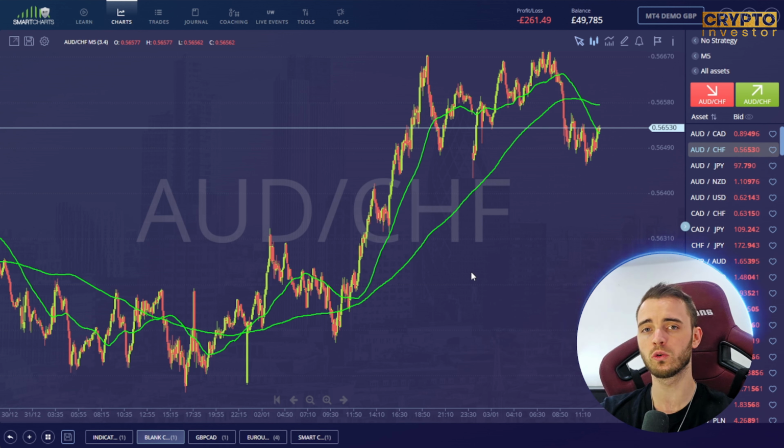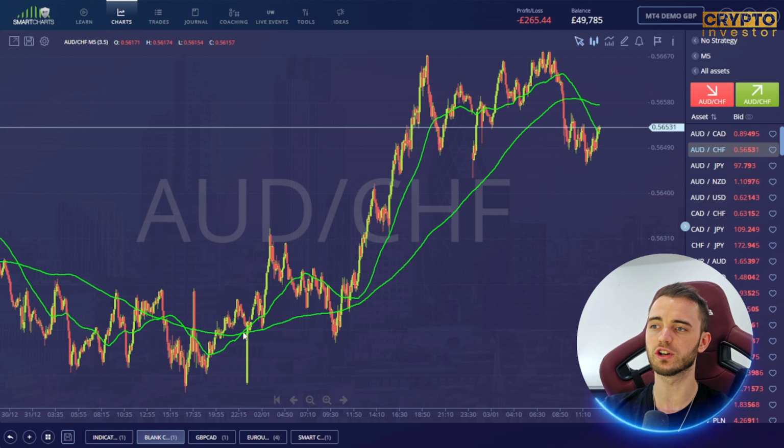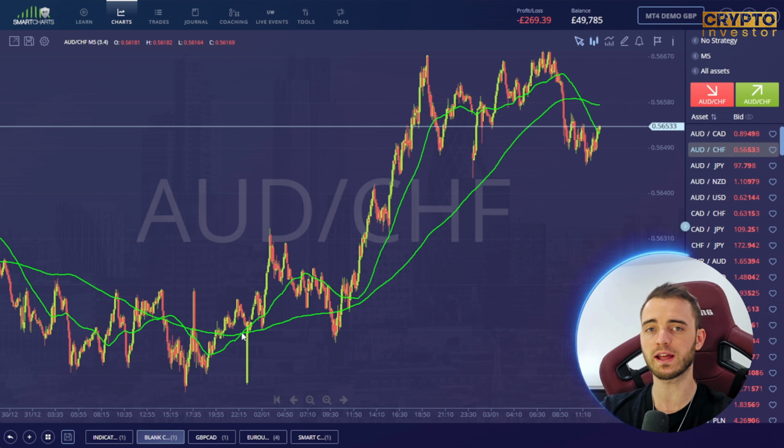And I'm going to explain why we're going to use this 200, because it's actually a fantastic strategy, and it's what we call a golden cross in trading. So when the 50 actually crosses above the 200, it's a massive signal for not only the bots, but everyone else to get involved for a bullish run.